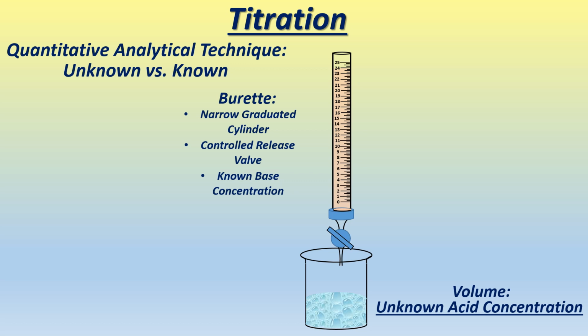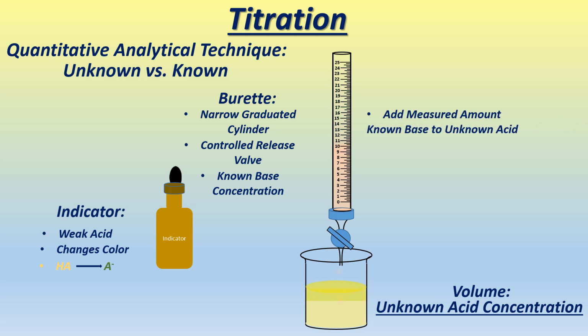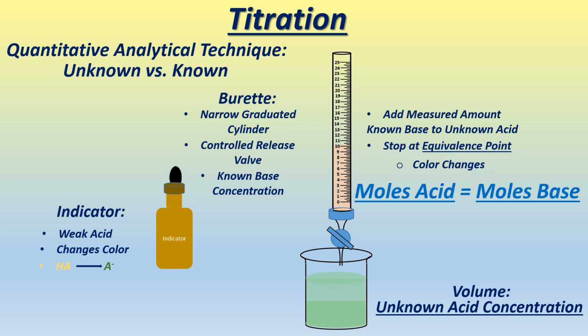One other thing is needed to do the titration, and that would be an indicator. An indicator is simply a weak acid that changes color. Between the weak acid and its conjugate weak base, the acid has one color, the base has a second color. So, one starts the titration by adding a measured amount of the known base to the unknown acid. The titration stops when the colors change. The equivalence point is the point at the end of the titration where the moles of acid and the moles of base are equal.